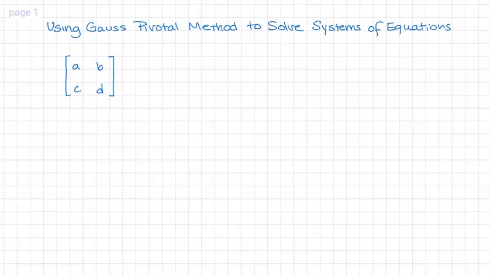To find a determinant of this 2 by 2 matrix, it is AD minus BC. A times D is the product of this diagonal, and BC is the product of this diagonal. So you're just subtracting the product of the diagonals. That's all it is. Just think about that, because we're going to be using this over and over again. Diagonal minus diagonal, diagonal minus diagonal. And that's what Gauss's pivotal method does.